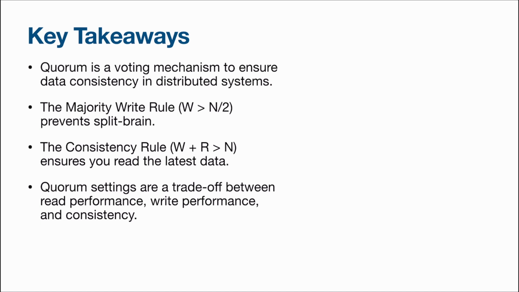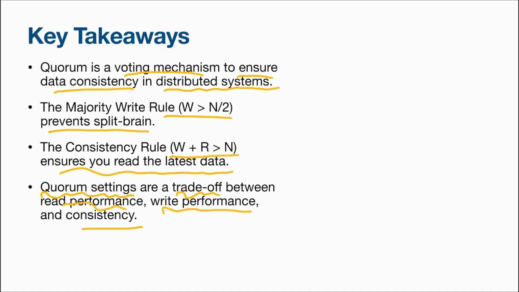So what are the key takeaways from the video? Quorum is a voting mechanism to ensure data consistency in our distributed system. The majority write rule prevents split brain, and the consistency rule ensures that you read the latest data from at least one copy of the server. And we can always tune the quorum settings, and these settings are trade-offs between read performance, write performance, and consistency.